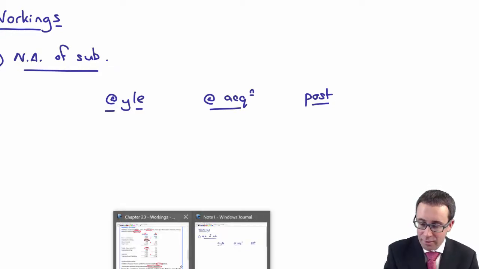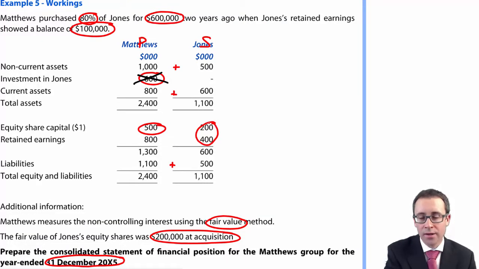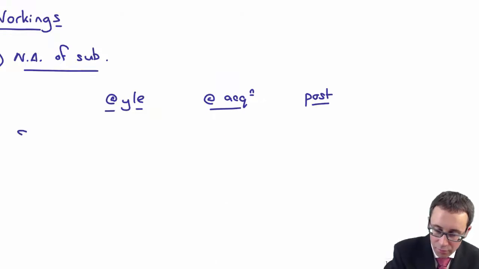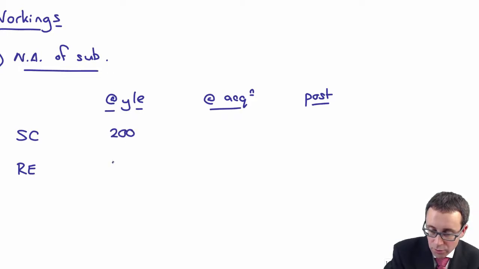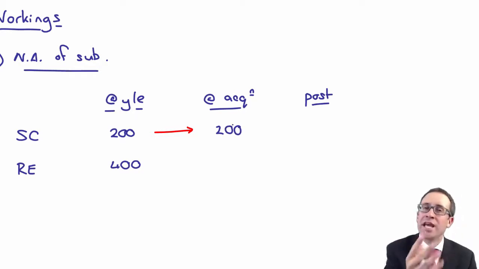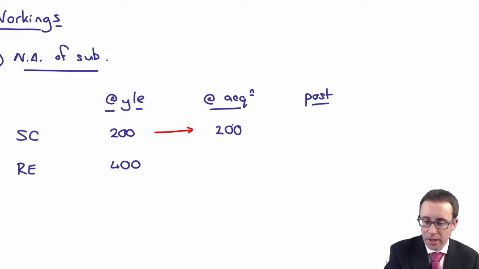The year-end net assets. Remember, we talk about net assets, but we are referring to equity, aren't we? So we have share capital and retained earnings of 200 and 400. So share capital, retained earnings, 200 and 400. That 200 is then copied across, isn't it? It will never, ever, ever change in your exam. It will do in real life, but let's not worry about that though.